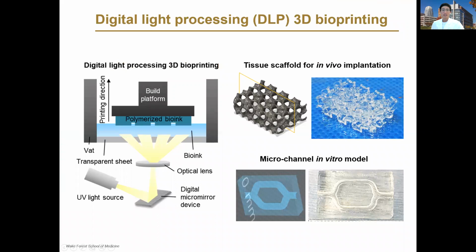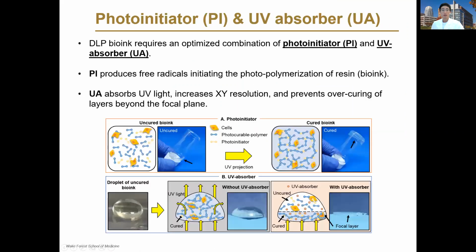3D bioprinting technologies have been widely used in the field of tissue engineering. Recently, DLP 3D bioprinting has been focused on due to its advantages of making high resolution and complex structures. It has been utilized in various tissue engineering applications, such as bioprinting of tissue scaffolds for in vivo implantation or microchannel constructs for in vitro models.